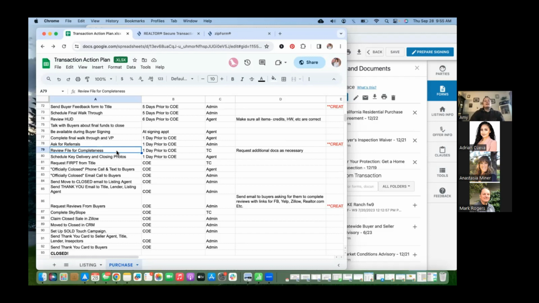Also, 1 day prior to close of escrow, this is a good time to schedule key delivery and closing photos, right? We want those closing photos so that we can send them to our buyers and they can share them on social media and tag us. We want to be able to share those photos on our social media and tag them. We want everybody to know that we helped these people get into a property. So we want to schedule that key delivery for the default on the contract. It's keys get delivered at time of recordation. So that usually happens in the morning, sometimes in the afternoon.